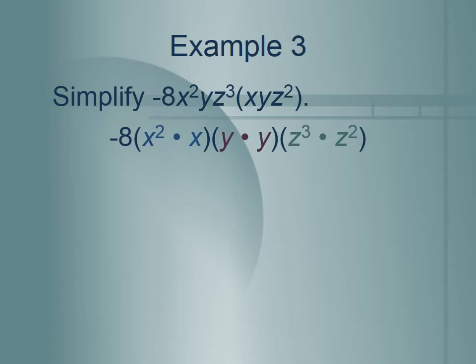Now that I've used the commutative property and the associative property, I can go ahead and add my exponents. So now I've got -8, and then x squared times x. And remember, there's an invisible 1 right there, so I've got x to the 2 plus 1. And then for my y group, both invisible 1s, so y to the 1 plus 1. And then for my z group, I've got z to the 3 plus 2. Giving me my final answer of -8 times x cubed y squared z to the 5th.